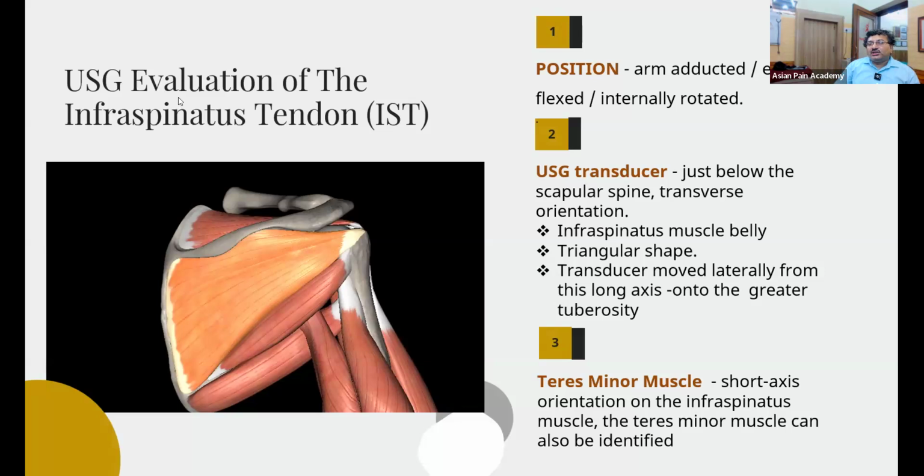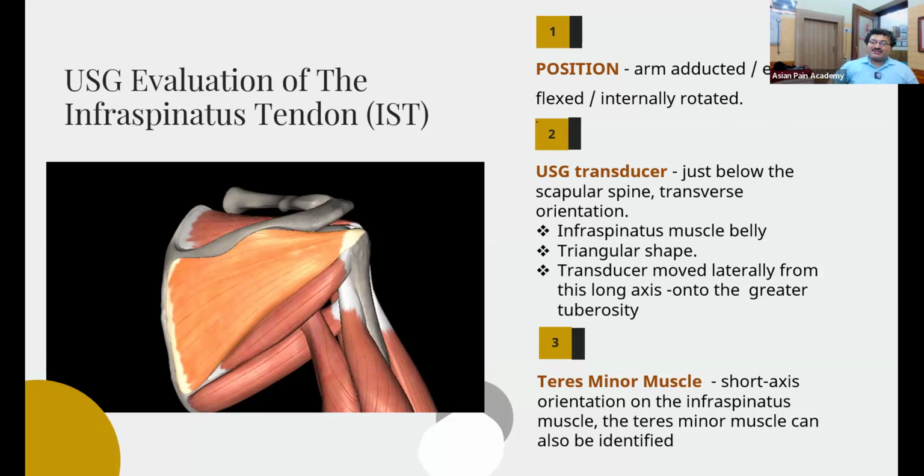Now, we are coming to the evaluation for the infraspinatus tendon. So, to see infraspinatus better, how can we put the arm? We should put the arm adducted, because the advantage of putting the arm adducted is that the infraspinatus will be stretched towards the lateral side. So we'll be able to see more part of the infraspinatus muscle.